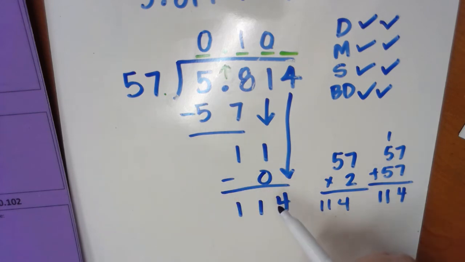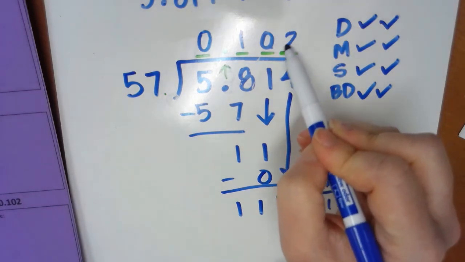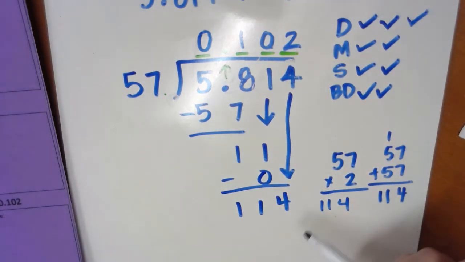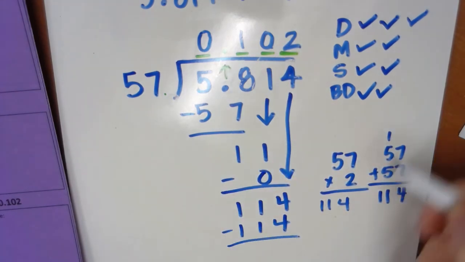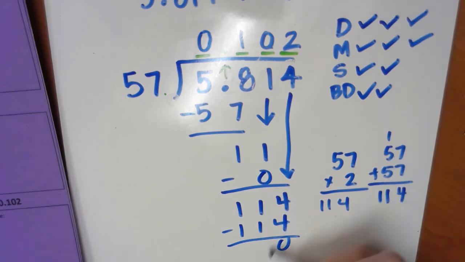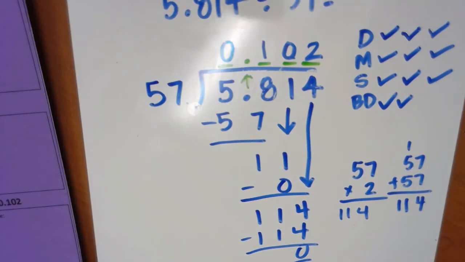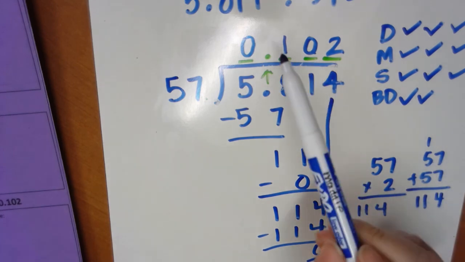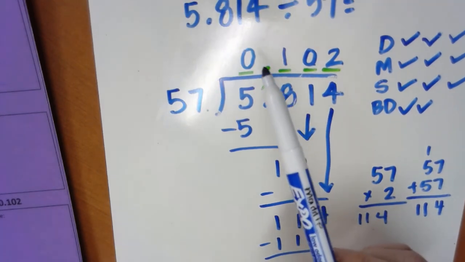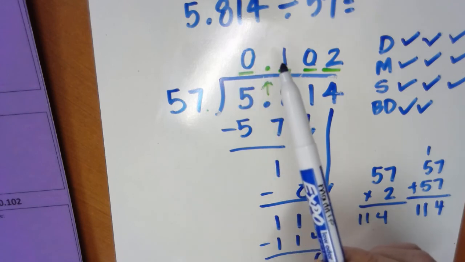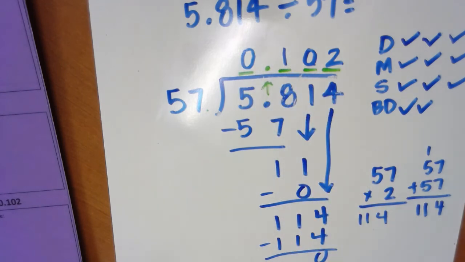So 57 can go into 114 2 times. I worked it out with scrap paper to know that 2 times 57 gives me exactly 114. Then when I subtract, I get a difference of 0. Since there's nothing to bring down, this is the end of my problem, and I know that there's no remainder. So, boys and girls, I know that the quotient, the answer to this problem, is 0 and 102 thousandths.